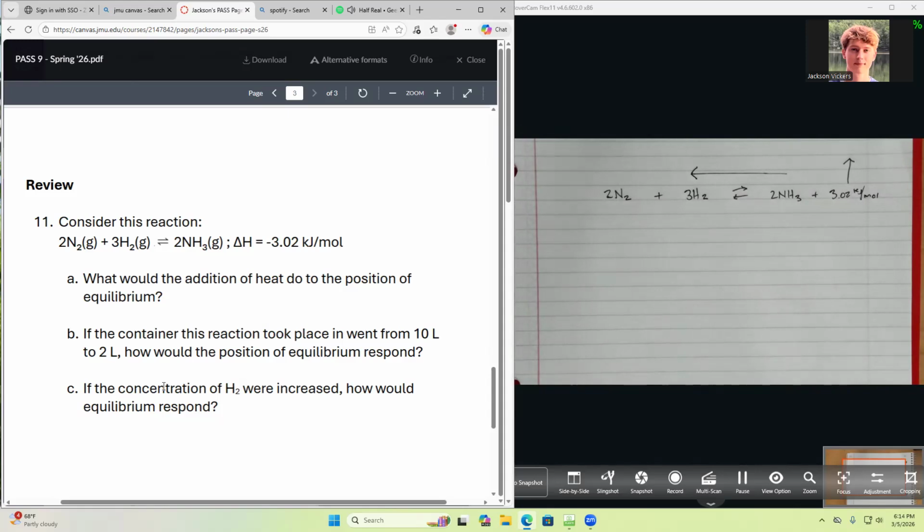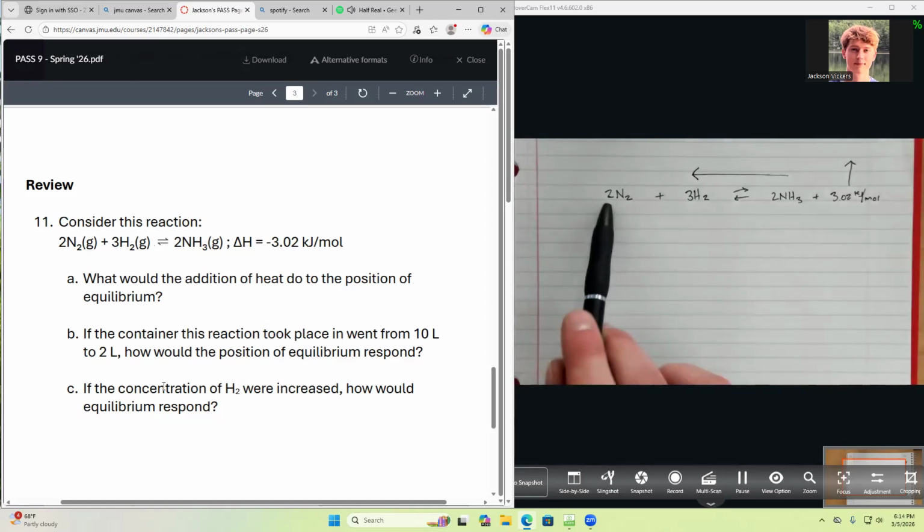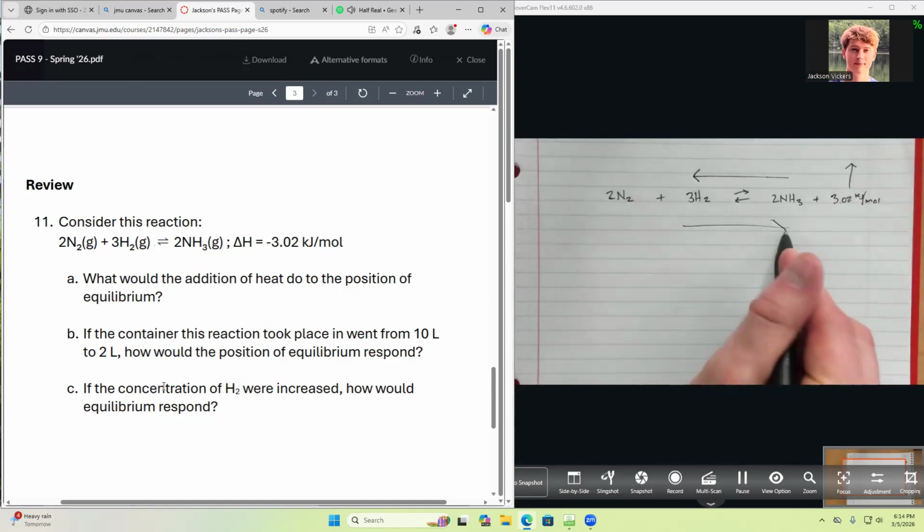Next part. If the container this reaction took place in went from 10 liters to 2 liters, how would the position of equilibrium respond? So first off, going from 10 liters to 2 liters, what's happening to pressure? Increasing. Yep. And so when pressure increases, we go to the side of fewer moles of gas. So do we think we're going to shift to the left or shift to the right? To the right, exactly. We have 2 moles of gas on the product side and 2 plus 3, 5 moles of gas on the reactant side. So if we increased pressure by lowering volume, we would shift to the right.